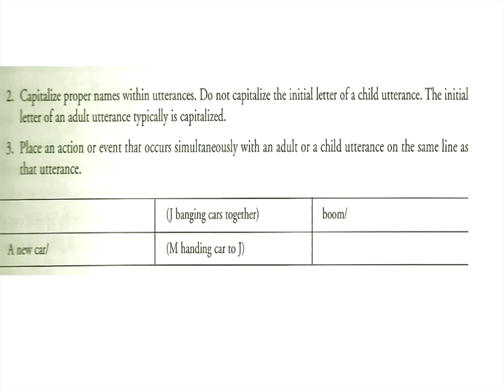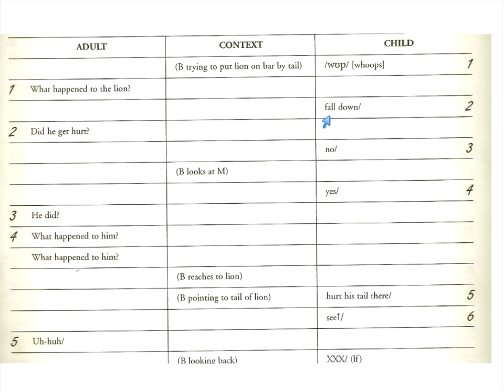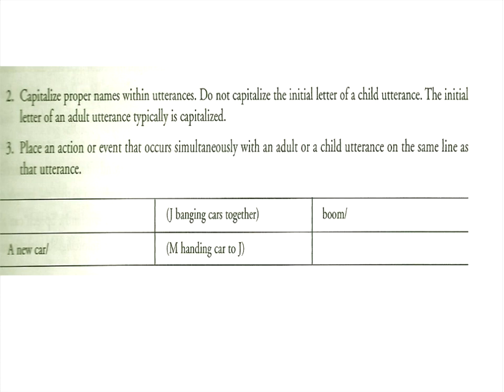Okay. Number 2, capitalize proper names within the utterance. Do not capitalize the initial letter of a child's utterance. So you see here, this is not capitalized. Okay, let's go back. You see, not capitalized, not capitalized. So you don't want to capitalize what the child says, the initial sound. And then you are capitalizing the adults, because adults are usually speaking in what we call a sentence.